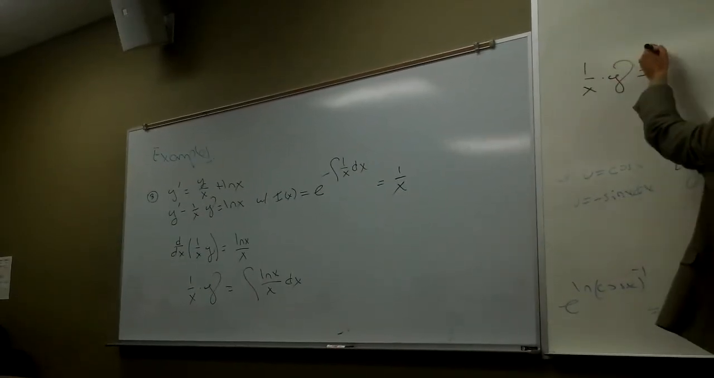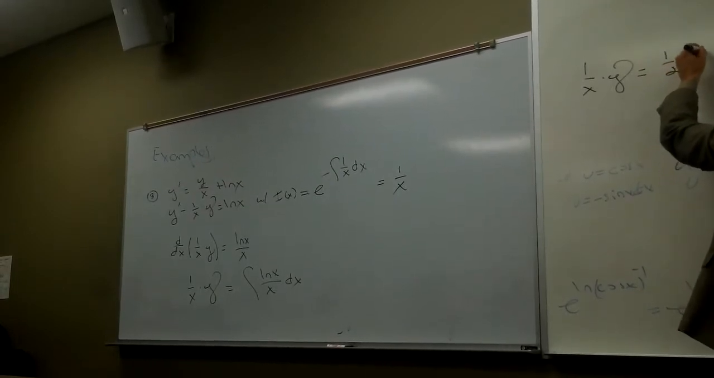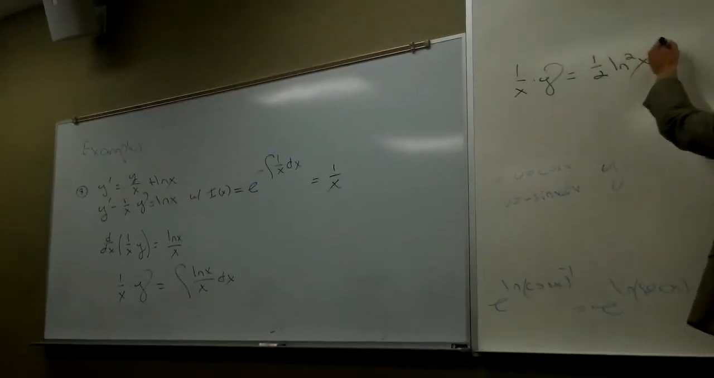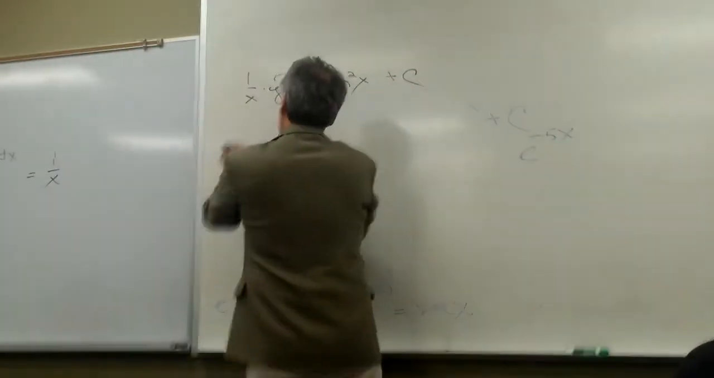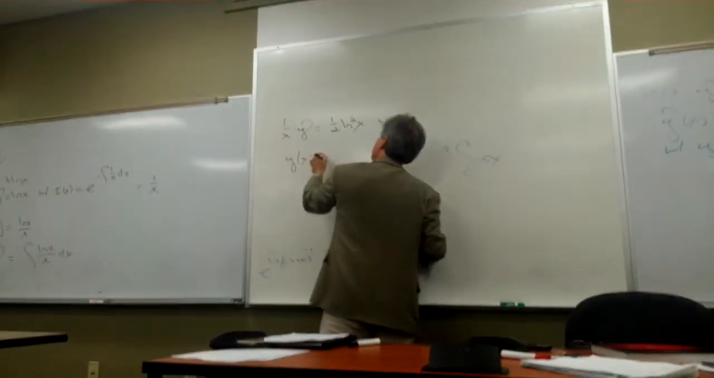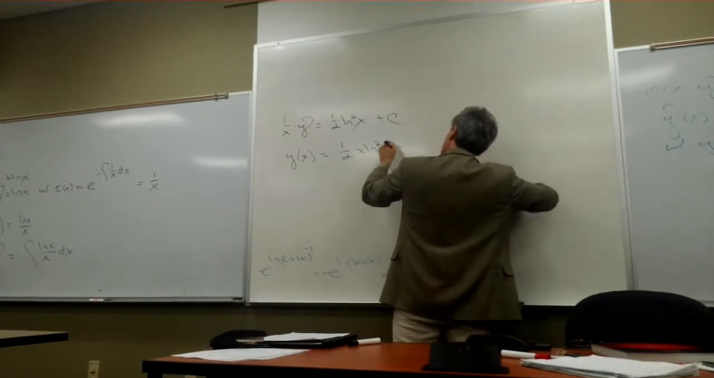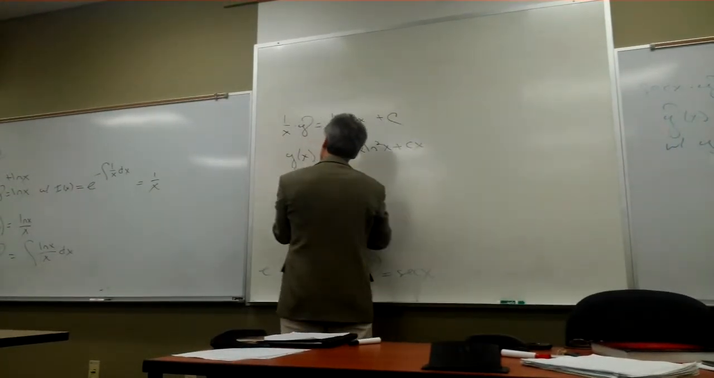Set u equal to the natural log. Yeah, I agree, Brad. Okay. Oh, plus c. Now I'm solving for y in terms of x. I guess y as a function of x is 1/2 x natural log of x squared plus cx. You guys, do you mind just to clean things up a little bit?